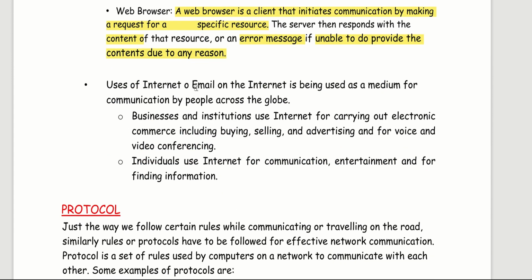Next is the uses of the internet. You can write any uses. At least you can revise 2 uses of the internet, 3 uses of the internet, because most of the time it is asked to write 2 uses of the internet. So first, email on the internet is used as a medium for communication. Email is used as a medium of communication across the globe. Businesses and institutions use the internet for carrying out electronic commerce, including buying, selling, and transactions for e-commerce. Individuals use the internet for communication or for finding information.